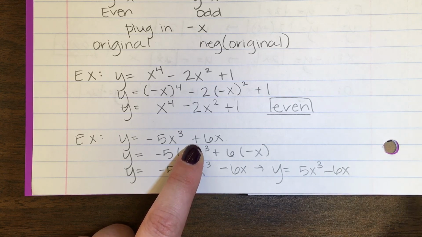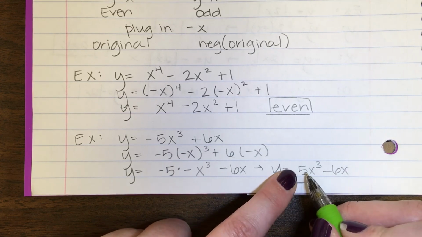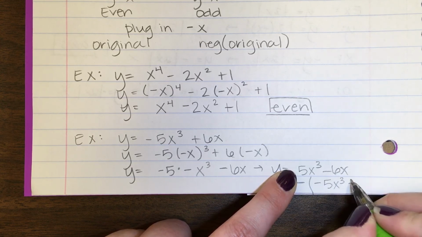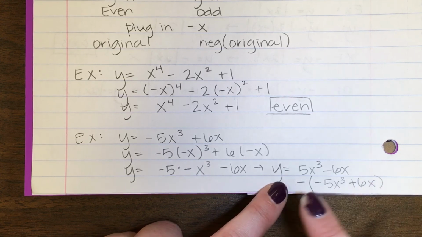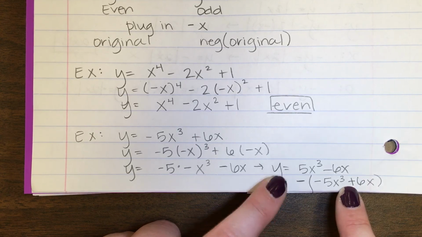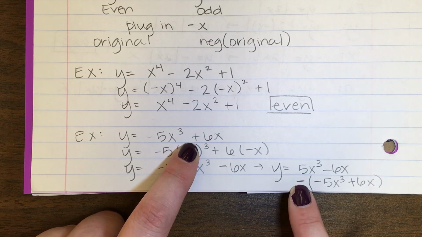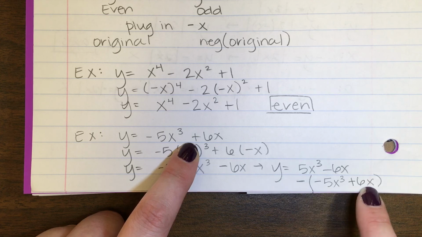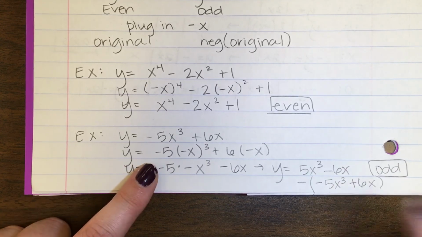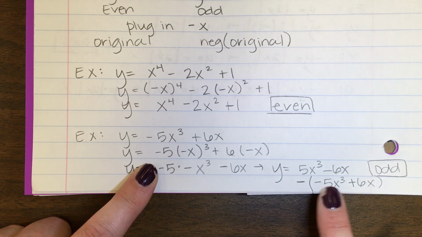So now I'm going to go ahead and check to see if this graph is odd. And what I'll do is I'll put a negative sign in front of parentheses, and then I'll switch the signs of both of these. So I'm going to say negative 5x to the third plus 6x. So now when I do it, I have the negative version of an equation. And if I compare this, I can see that this right here is the original function. So this is the negative version of the original function, and that means that this is odd. So we have exactly the original function or the negative version of the original function.